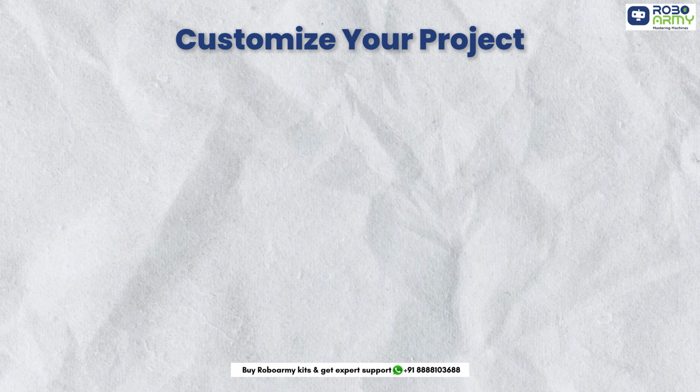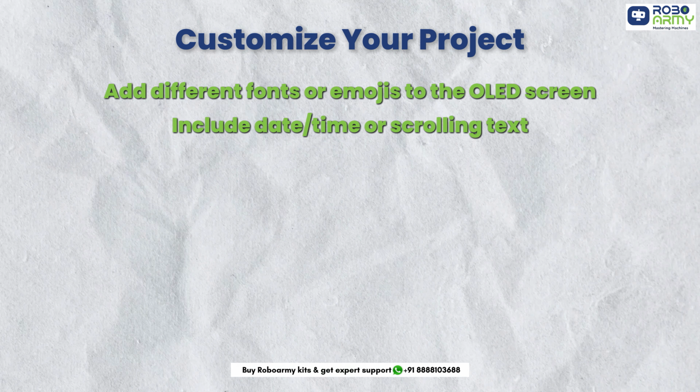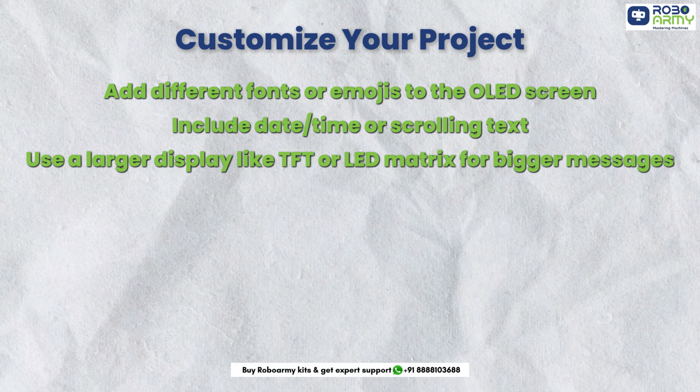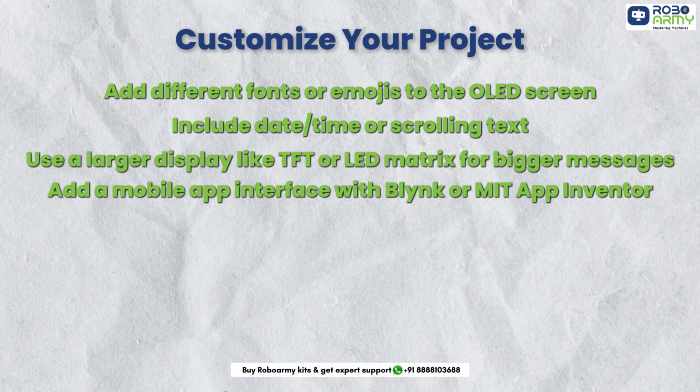Customize your project. Add different fonts or emojis to the OLED screen. Include date and time or scrolling text. Use a larger display like TFT or LED matrix for bigger messages. Add a mobile app interface with Blynk or MIT App Inventor.